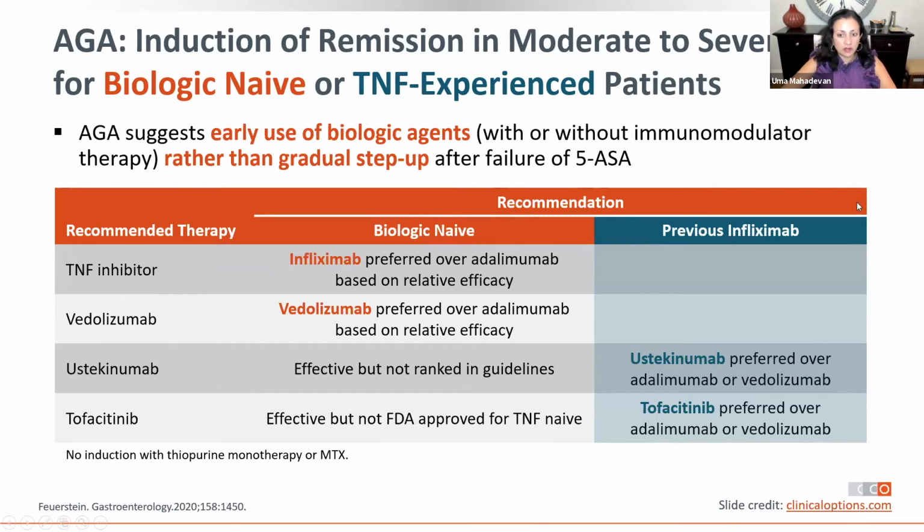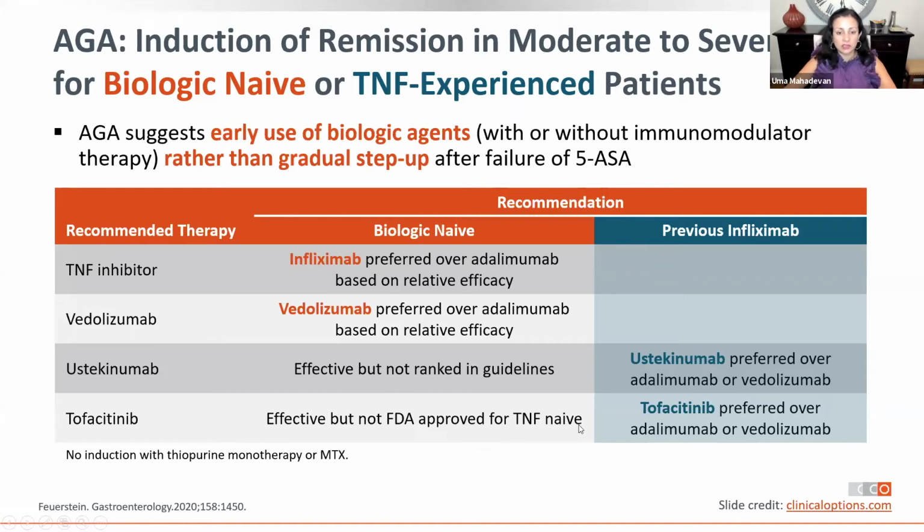So the AGA recommendation is that if they are biologic naive and they have moderate to severe disease, infliximab is preferred over adalimumab based on efficacy. Vedolizumab is preferred over adalimumab based on the VARSITY trial. Ustekinumab is effective, but was not ranked in the guidelines because it came out for ulcerative colitis after the guidelines were ready. And tofacitinib is effective, but the FDA changed their label and will not use it for TNF naive.